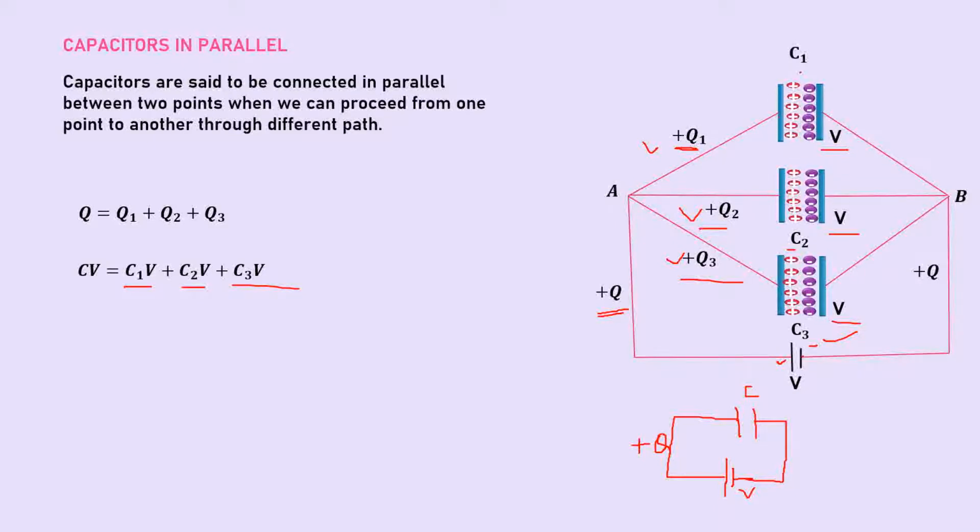If V is taken common, then they will cancel out. We will get C equal to C1 plus C2 plus C3. So this is the equivalent capacitance, which is equal to the sum of the capacitances of each capacitor.